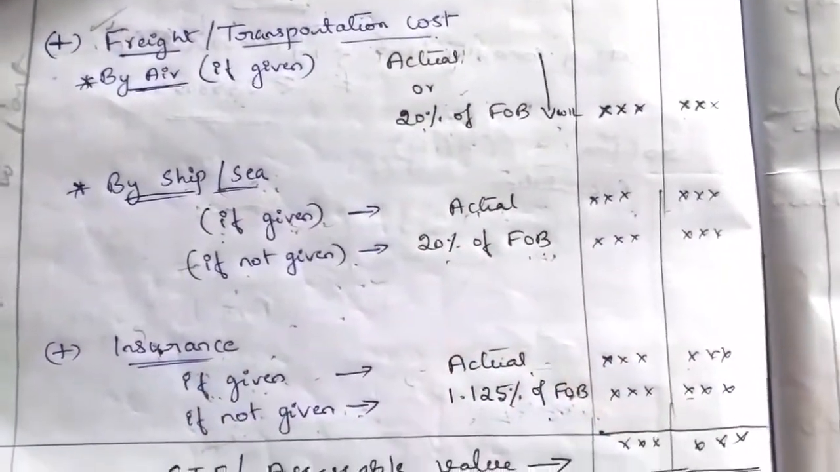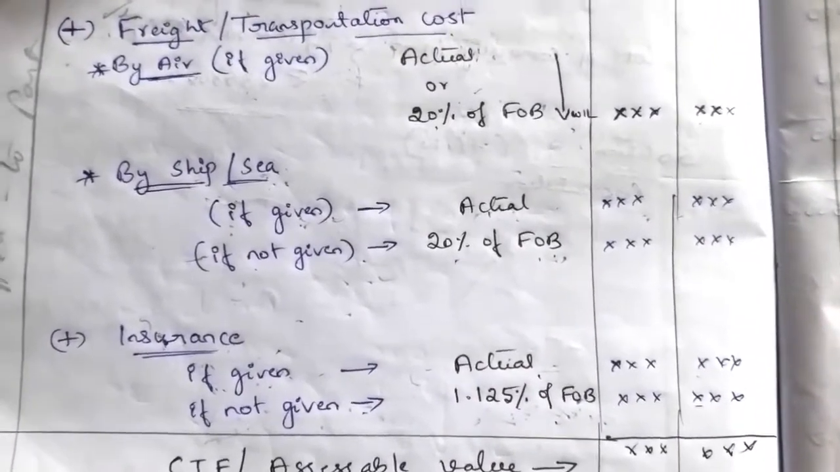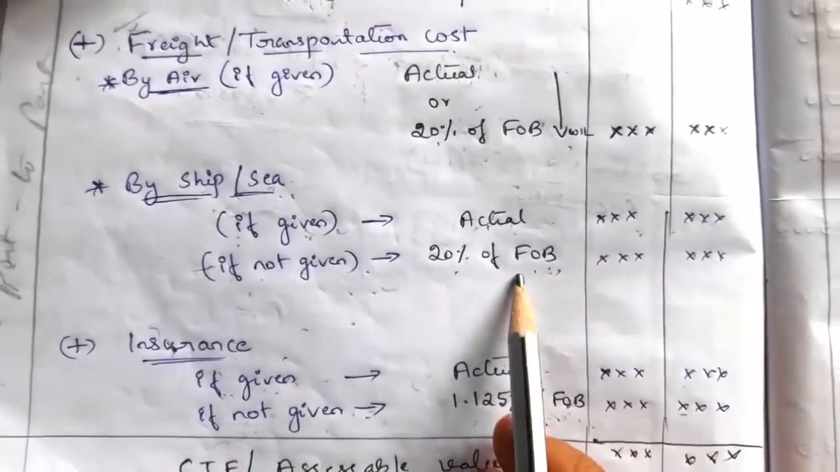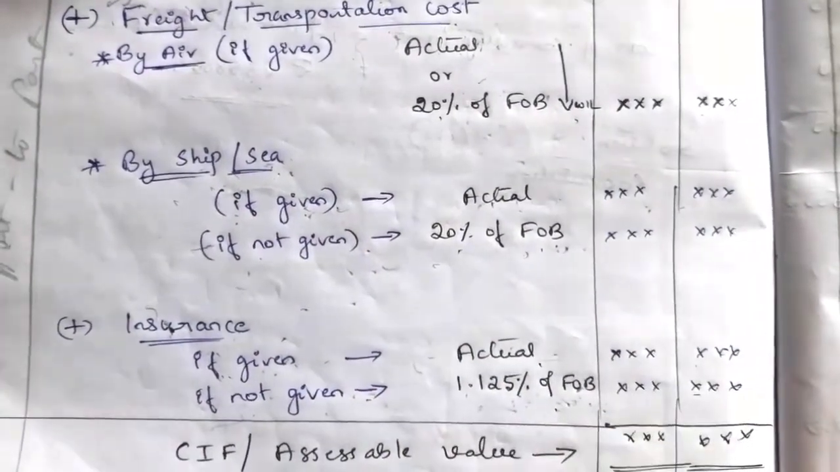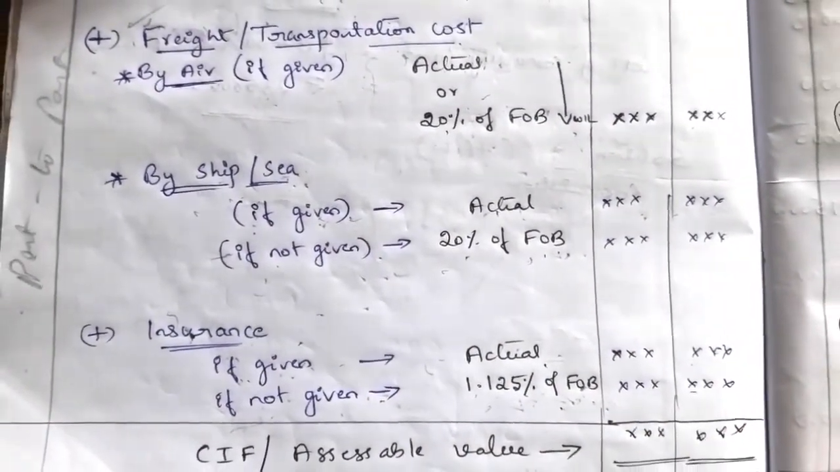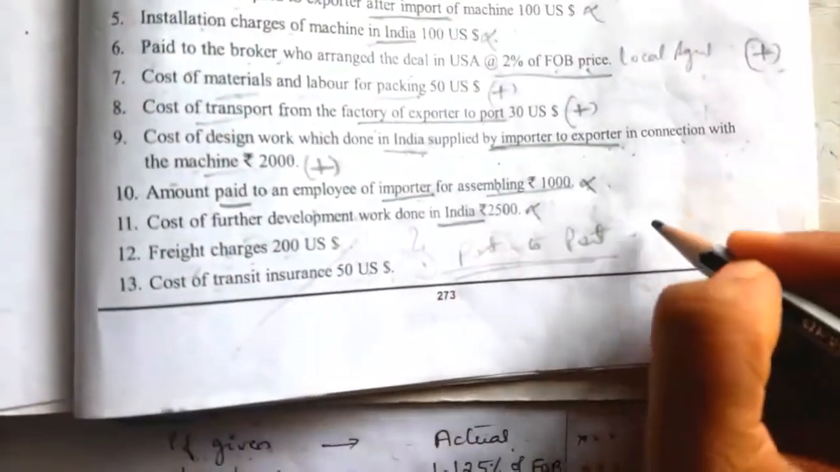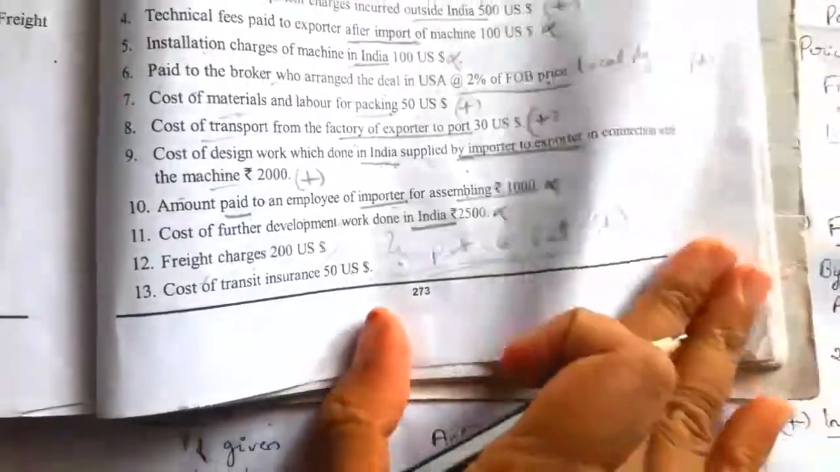If they don't give any transportation or freight charges or insurance, then we have to apply 20% of FOB for the freight charges and 1.125% of FOB for the insurance charges. So we have to take this after FOB. We have to add these two expenses after FOB.